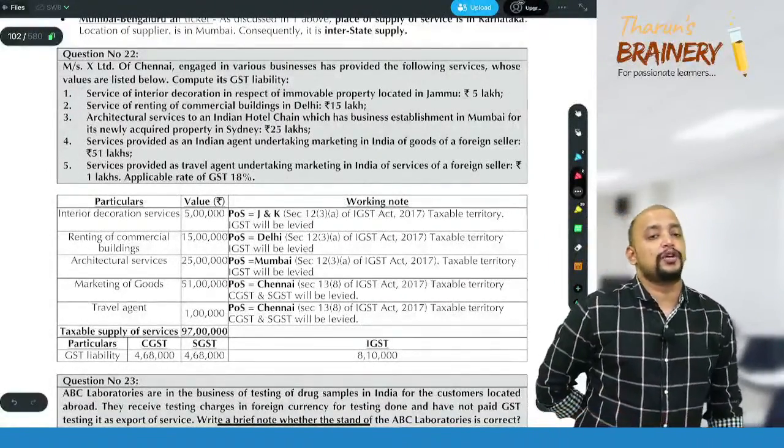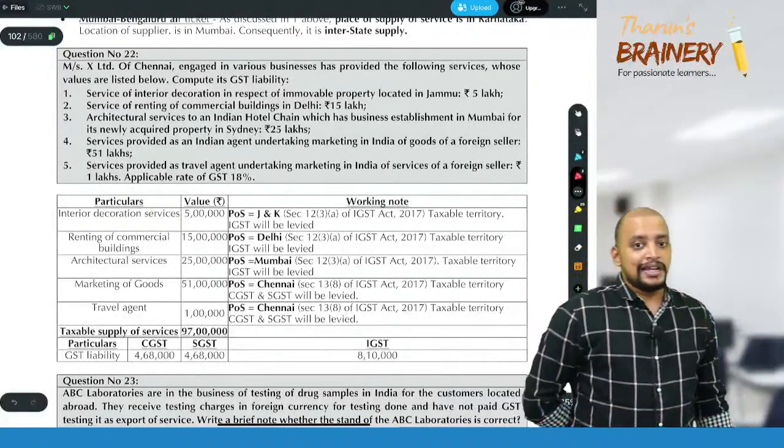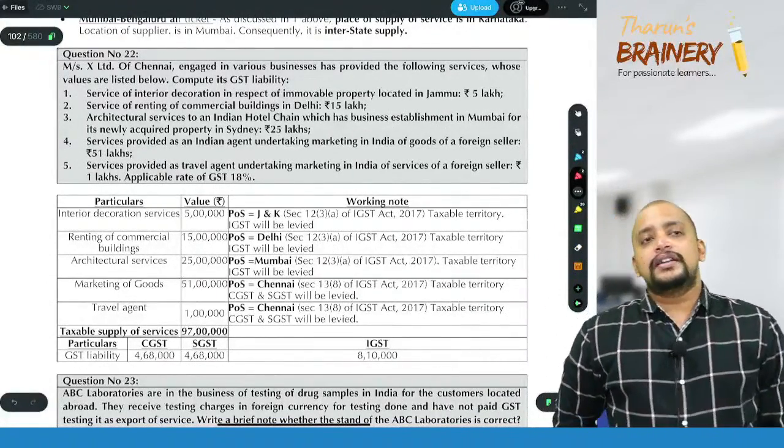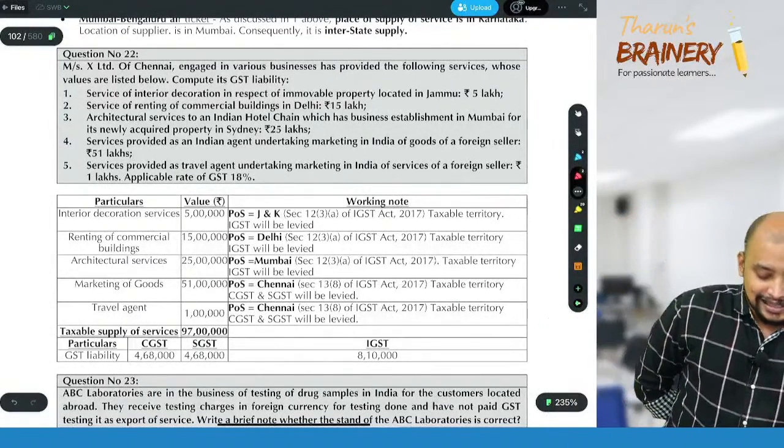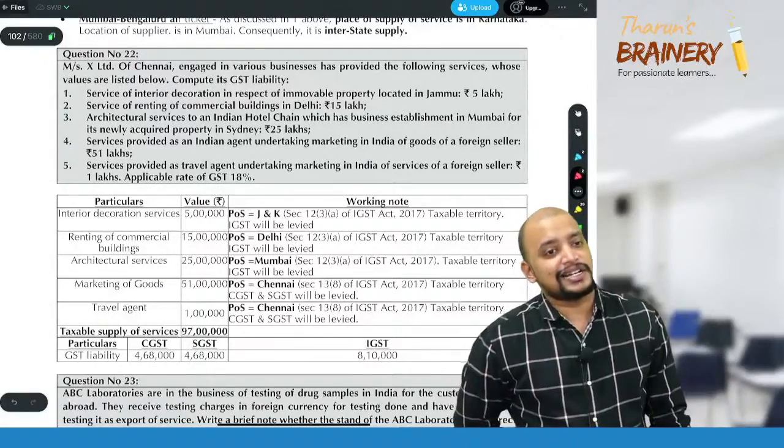What is the place of supply? Location of supplier. That is Chennai. Correct? And supplier is Chennai. Place of supply also Chennai. But it will not become intrastate supply. Why will it not become intrastate supply?